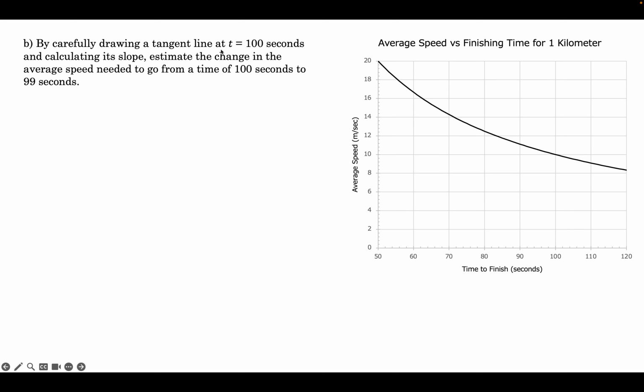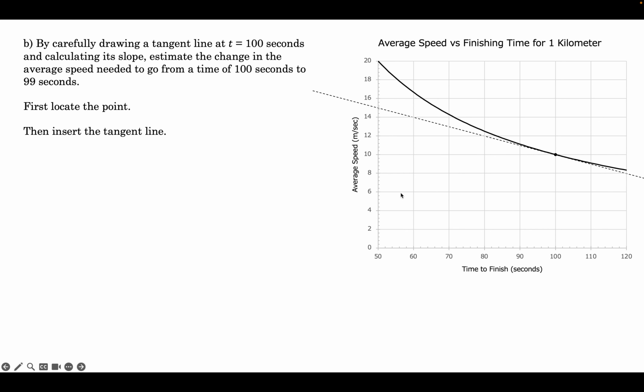On to part B. We're going to draw a tangent line at 100 seconds and calculate its slope, and then estimate the change in the average speed needed to drop a second from your time, from 100 to 99. So first let's locate the point right here. Then we have to draw a good tangent line. There it is. Now we have to get the slope of the tangent line. It looks like it starts about 15, goes down to 8, so that's minus 7. It drops by 7 meters per second.